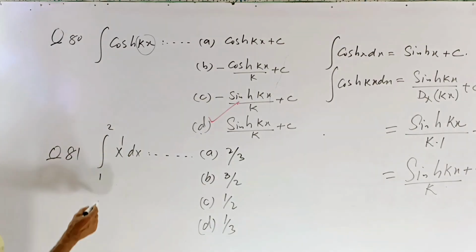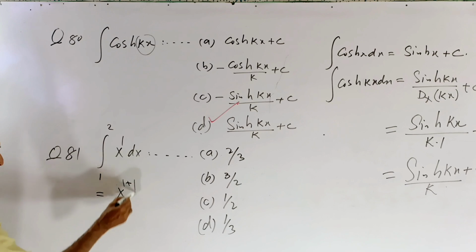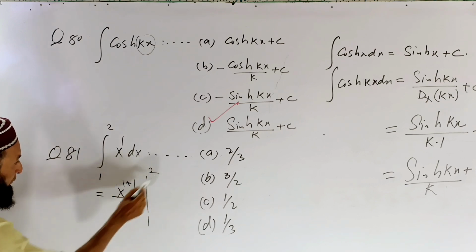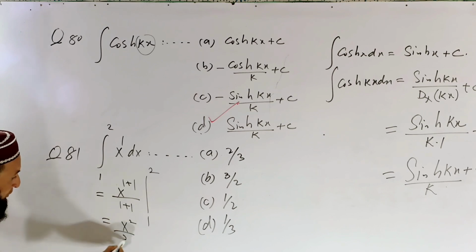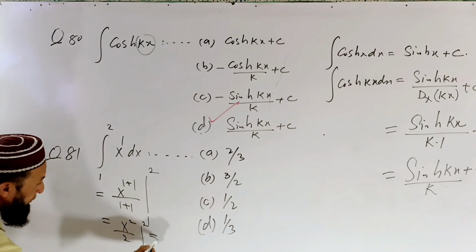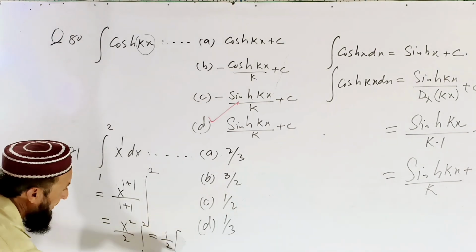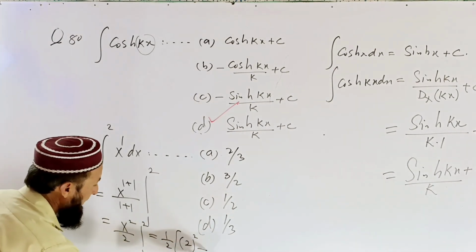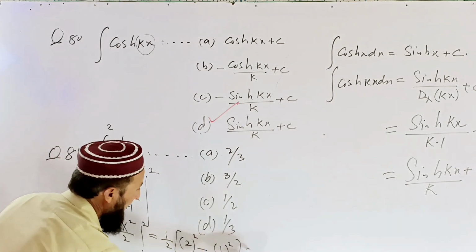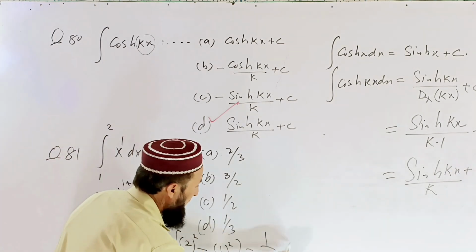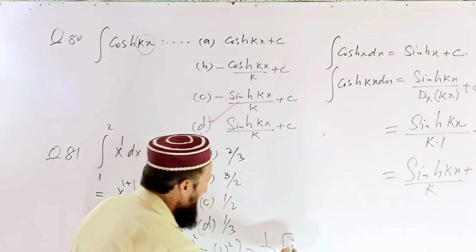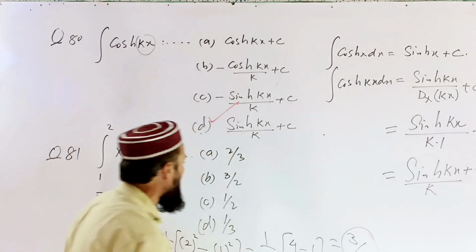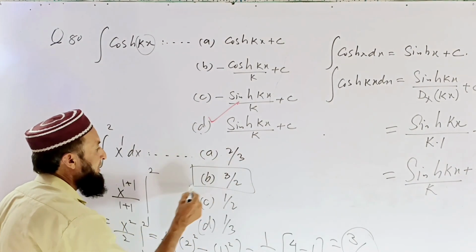Similar exponent power rules, so we use the formula: exponent plus 1 divided by exponent plus 1. Upper limit and lower limit are used. Here x square divided by 2, and upper and lower limits are used. Here 1 by 2 is common. Taking it outside from the integration, we put first the upper limit and then the lower limit, so we get the result 1 by 2. Now 4 minus 1, so we get here 3 divided by 2. So option B is the correct option.